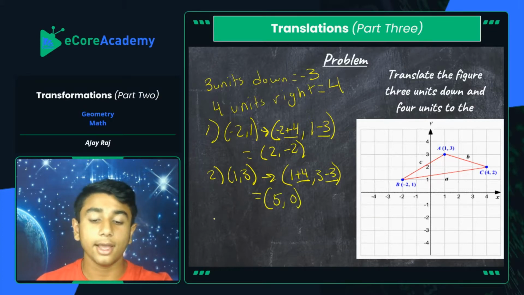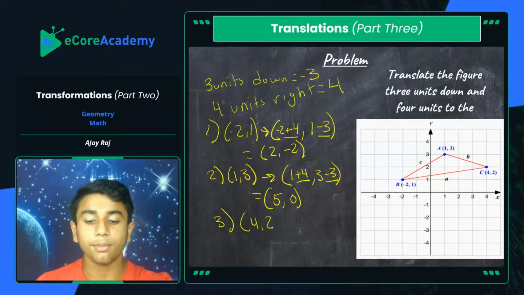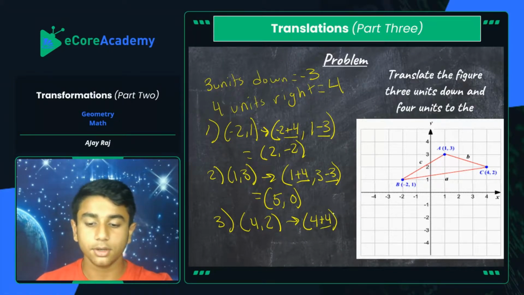And finally, we have our third coordinate, which will be our 4 comma 2 coordinate. We're going to apply it under this translation rule, and we're going to add 4 to 4, and then subtract 3 from 2. And finally, that equals 8 comma -1.